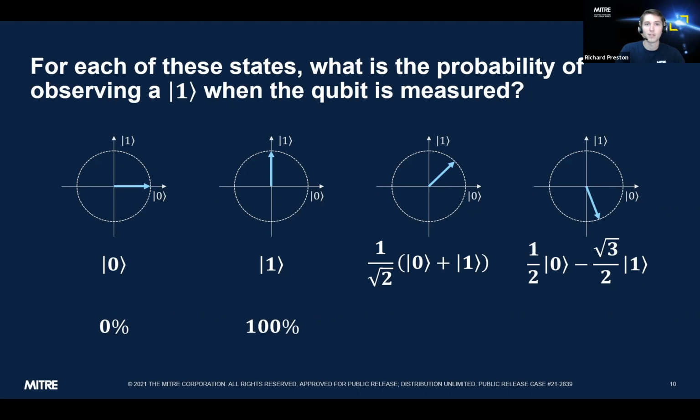Yep, 0.5, 50%, exactly. Because 1 over square root 2, squared, remember the probability is the amplitude squared. Amplitude meaning the coefficient. So 1 over 2 squared is 1/2, which is 50%. All right, how about this one? This one's a little weird. What's the probability of measuring a 1 here?